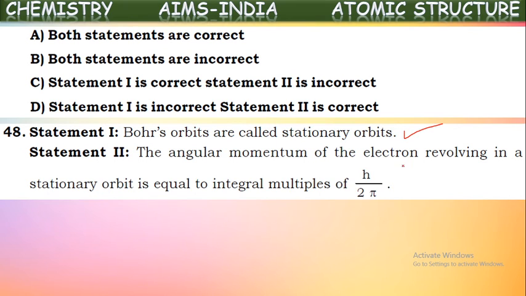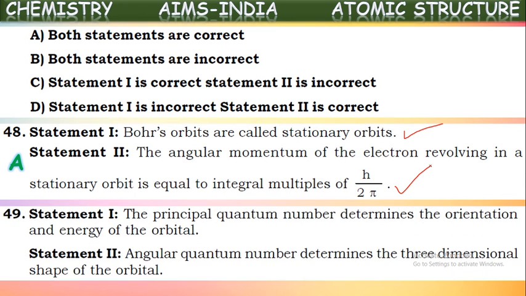The angular momentum of the electron revolving in a stationary orbit is equal to integral multiples of h by 2 pi. Yes, the angular momentum mvr is equal to nh by 2 pi, that is, integral multiples of h by 2 pi. So this is also a correct statement. Both are correct statements. Then what will be the correct answer? A. Next question. Statement 1: the principal quantum number determines the orientation and energy of the orbital.